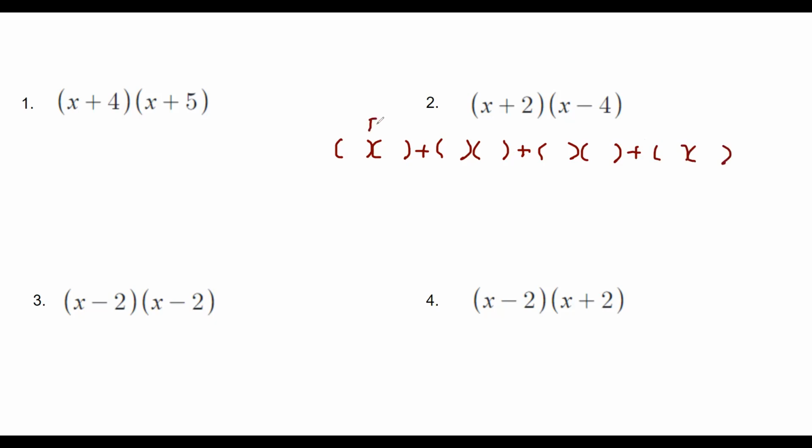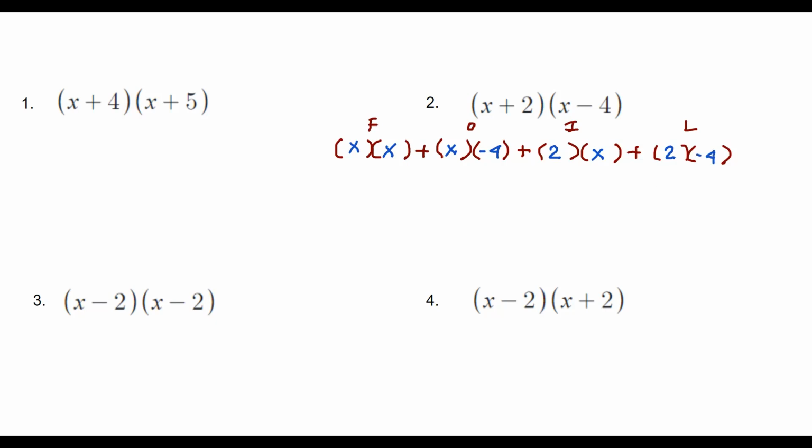This is going to be the product of the first, the outside, the inside, and the last. Let me fill that in. Our first are x and x. Our outside are x and minus 4 this time. Our inside are positive 2 and x. And our last are positive 2 and minus 4.